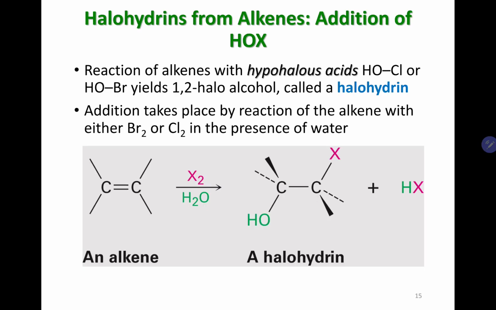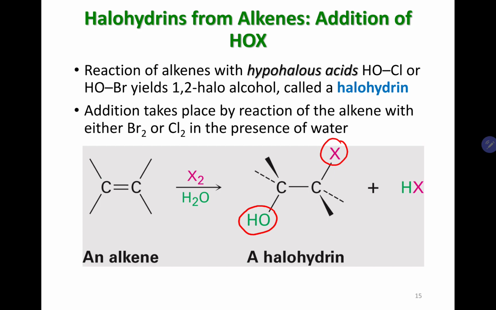All right, so the second reaction that we are going to talk about in this video is called halohydrin formation using alkenes. If someone asks what a halohydrin is, a halohydrin basically has a halogen and an OH group on two adjacent carbons.